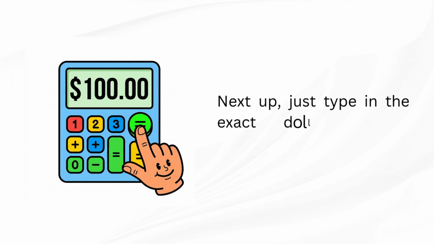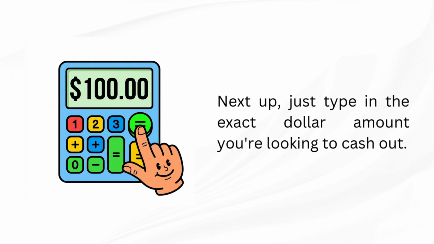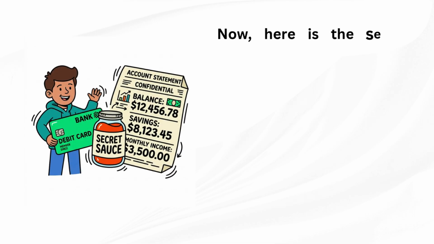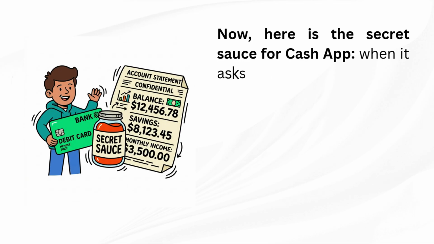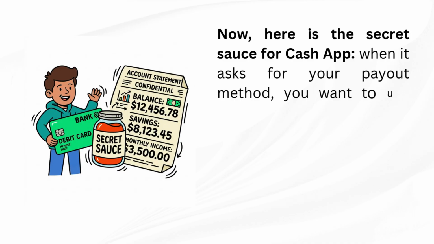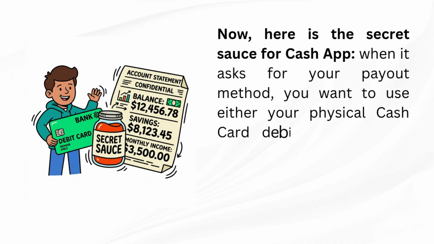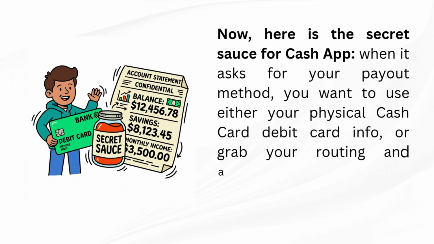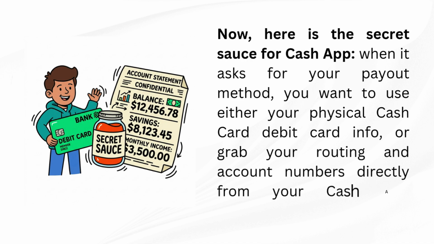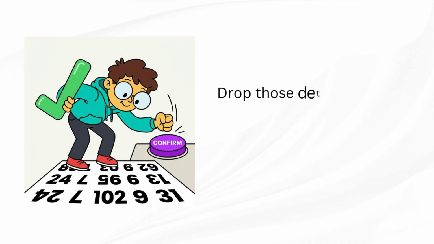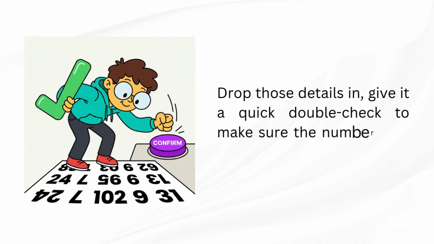Next up, just type in the exact dollar amount you're looking to cash out. Now here is the secret sauce for Cash App. When it asks for your payout method, you want to use either your physical Cash Card debit card info or grab your routing and account numbers directly from your Cash App banking tab. Drop those details in, give it a quick double check to make sure the numbers are perfect, and hit confirm.